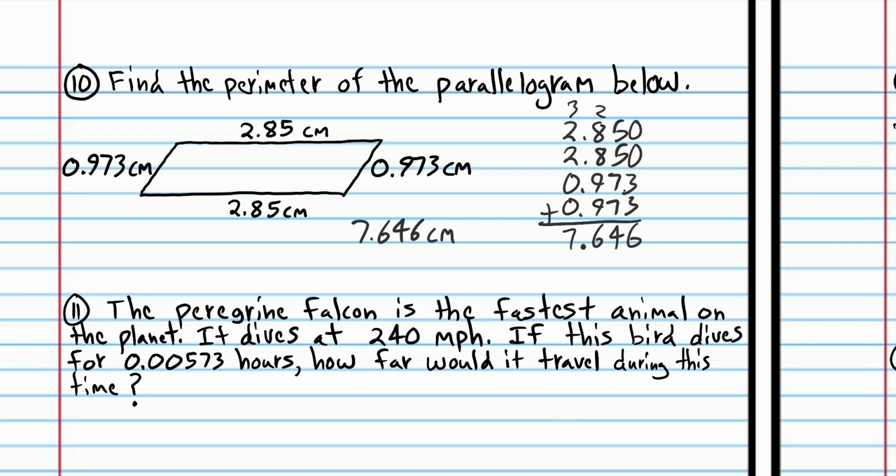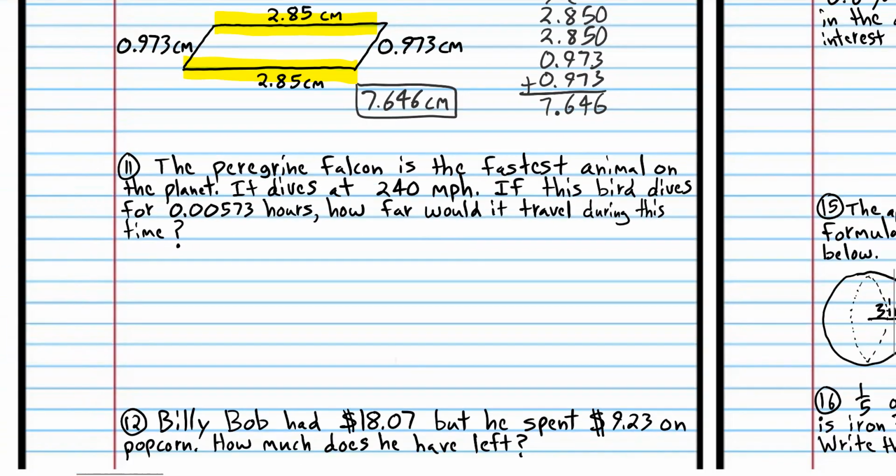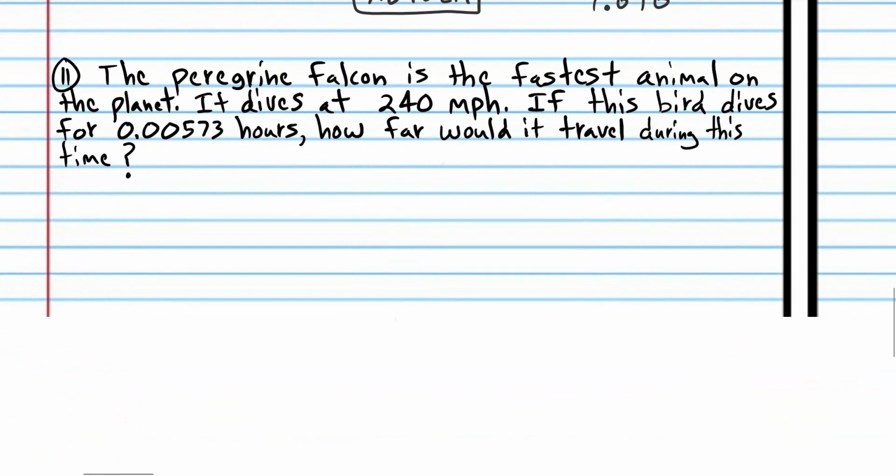And it's centimeters. So that's the distance around this parallelogram. And again, that's called a parallelogram because these two sides are parallel and these two sides are parallel, which means that each pair of parallel lines will never intersect. They can just go on forever and ever and they'll never touch each other. That's what parallel means. All right, so now on to number 11.